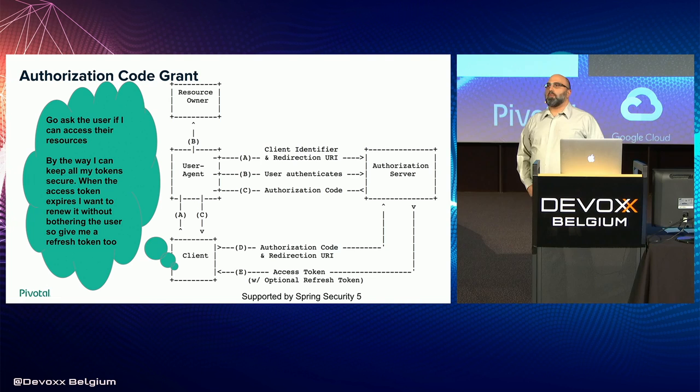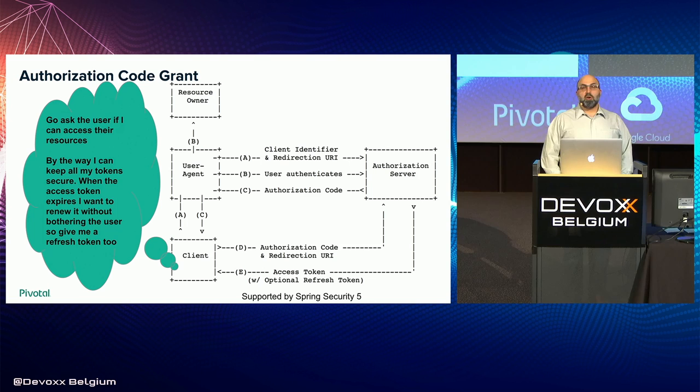The last flow is the one that you all probably are going to use. This is what's called the authorization code grant flow. This is what Joe demoed earlier. So in this approach, we say, go ask the user if I can access their resources. By the way, I can keep all my tokens secure. So I want you as the authorization server to give me two things. I want you to give me an access token, and I want you to give me a refresh token.